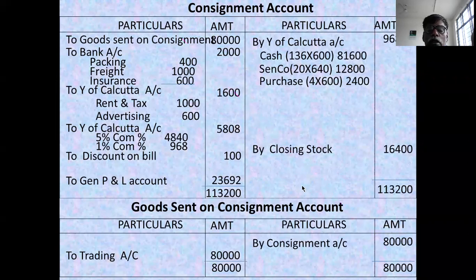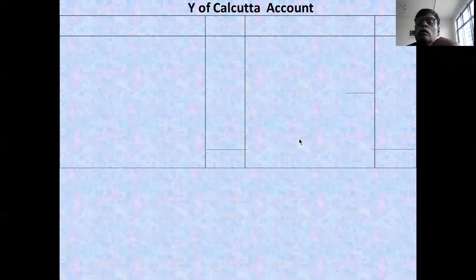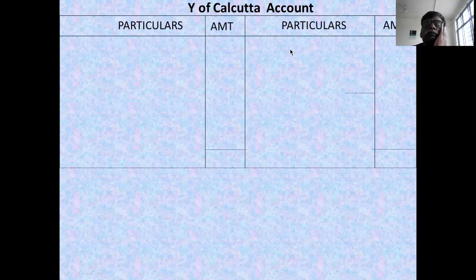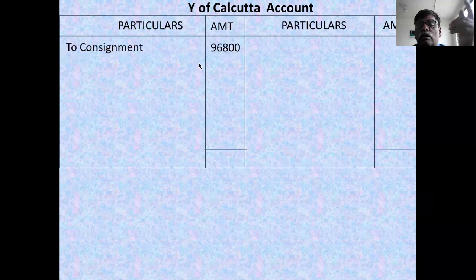Next account is Y of Kolkata account. First, here you write the consignment account, total sale. You take this amount from that credit side item. Cash sale, credit sale, purchase, you write or leave.